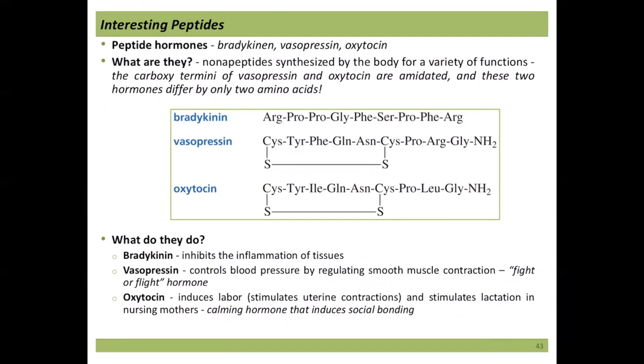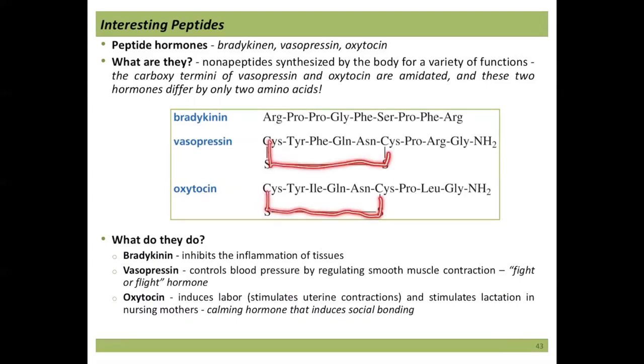So we've got bradykinin, vasopressin, and oxytocin. Bradykinin inhibits the inflammation of tissues. Vasopressin controls blood pressure and regulates smooth muscle contraction. It's involved in the fight or flight hormone. And oxytocin induces labor. So it stimulates uterine contraction and also stimulates lactation in nursing mothers. It's a calming hormone, so also often referred to as the snuggling hormone. So if you need love, you need an oxytocin release to help you feel secure and comforted. And you can see that these actually have these intra-chain disulfides.